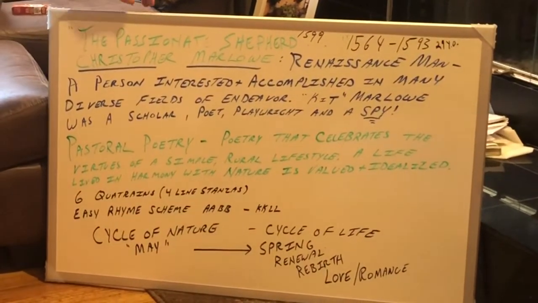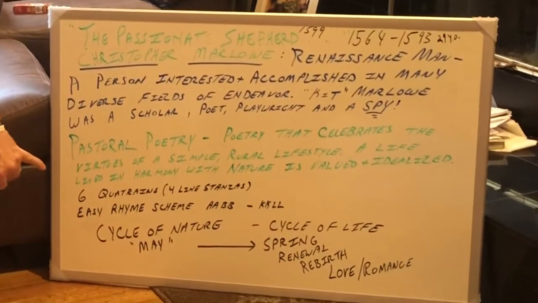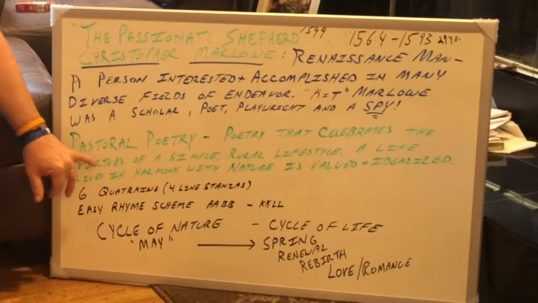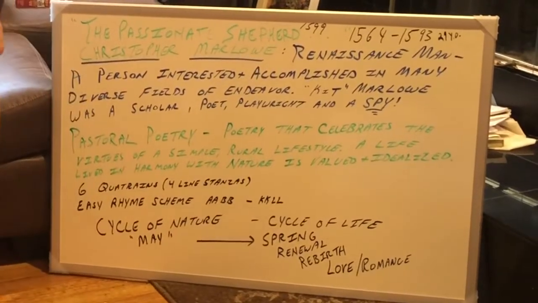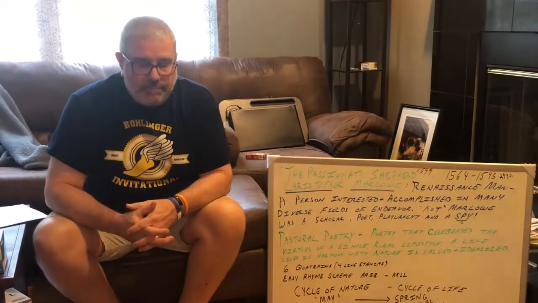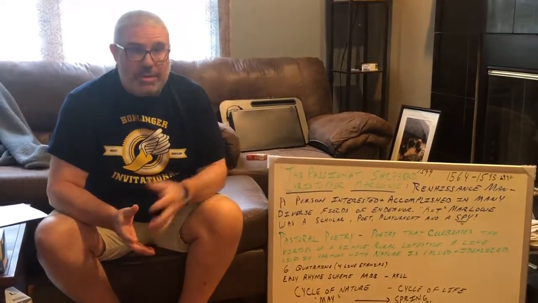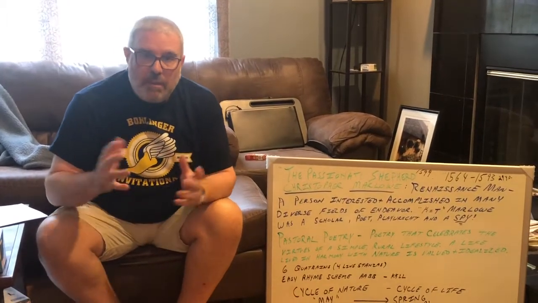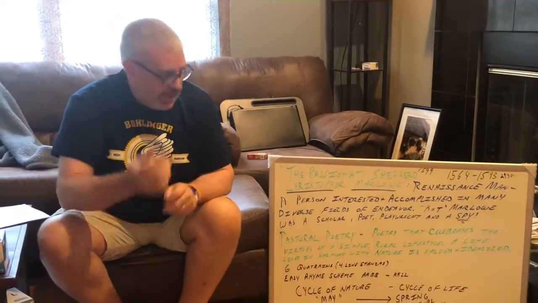What does pastoral poetry do? It's poetry that celebrates the virtues of a simple rural lifestyle. A life lived in harmony with nature is valued and idealized above all else. A lot of these people weren't country people to begin with. Certainly Kit Marlowe was not a man who was born and raised in a rural setting. But he knows how to write a poem to idealize this.